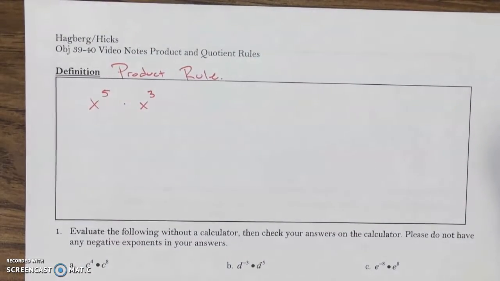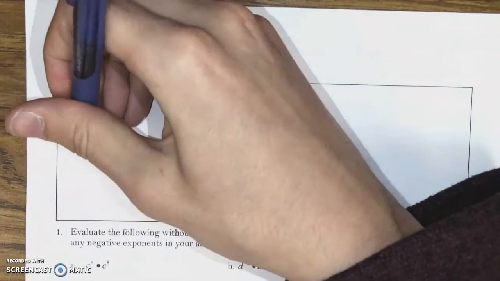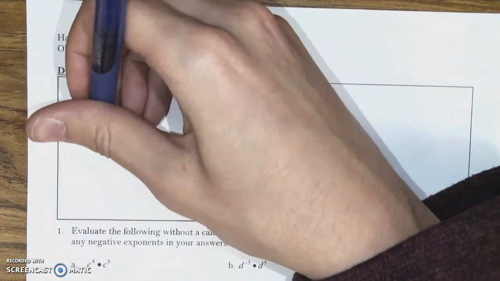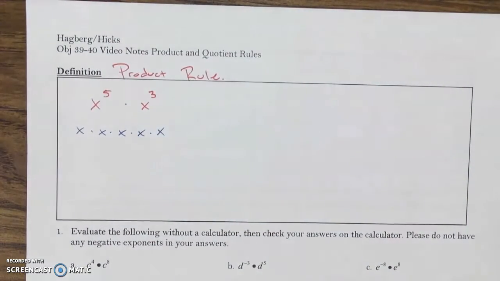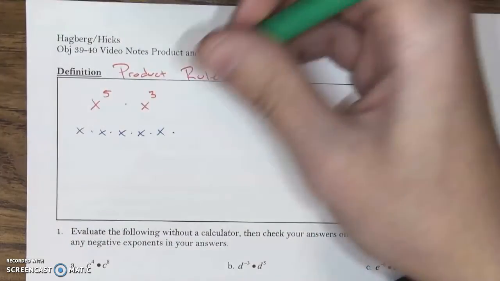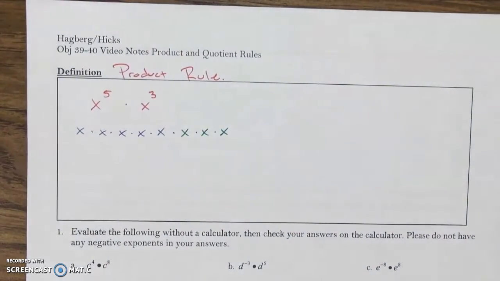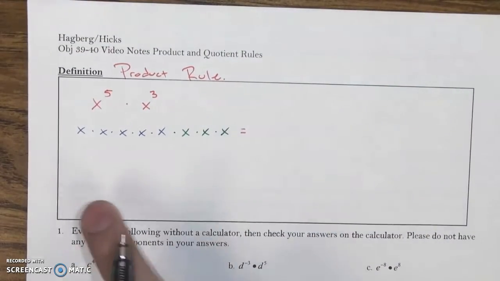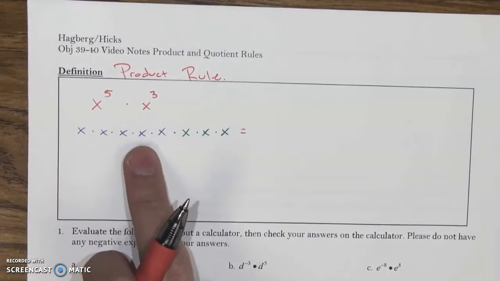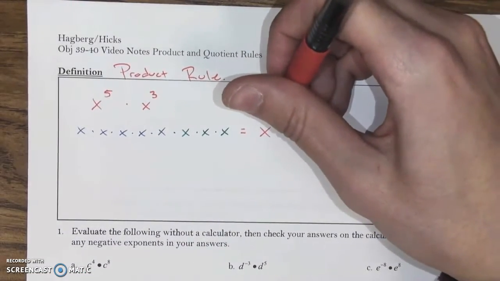From our previous objective, we know that x to the fifth can be rewritten as x times itself 5 times. So x times x times x times x times x. We also know that x to the third can be rewritten as x times itself 3 times. From here, we can figure out how many x's do we have. We can count them out. 1, 2, 3, 4, 5, 6, 7, 8. Our solution is x to the 8th.